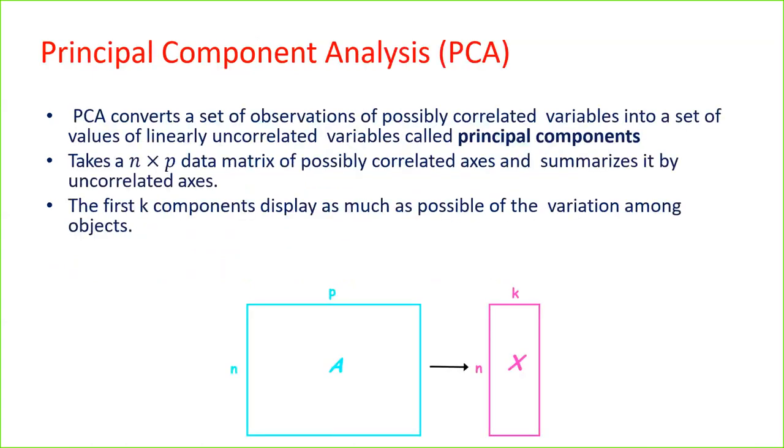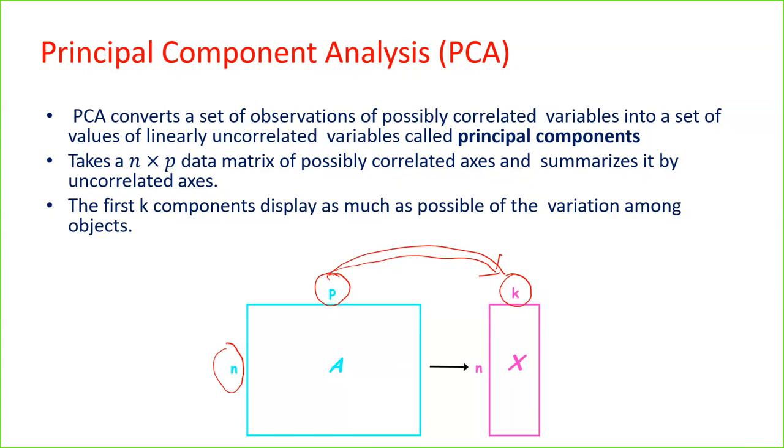So principal component analysis converts the original data matrix with n instances and p dimensions. This is the original data of n instances and p dimensions. So in the original data set, we have p dimensions. This is converted to an n by k matrix. It means the number of dimensions you are reducing from p to k. You're projecting the p dimensional data onto k dimensional data. This k is the first k principal components of the data. The first k components display as much information as possible to indicate the variation among the objects.